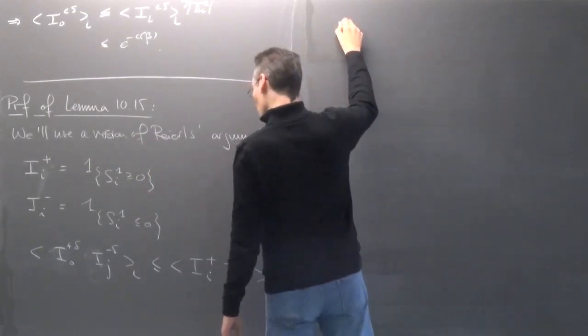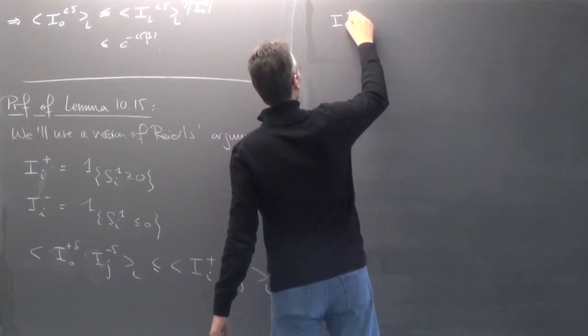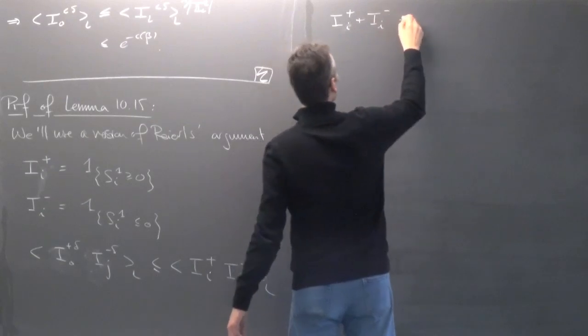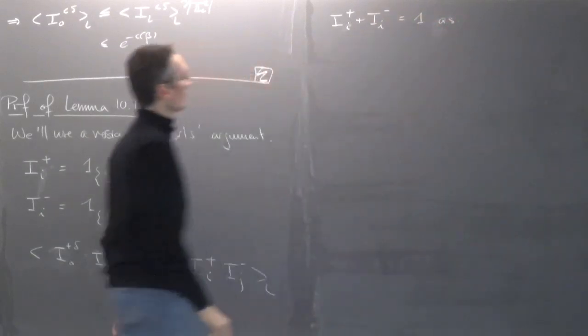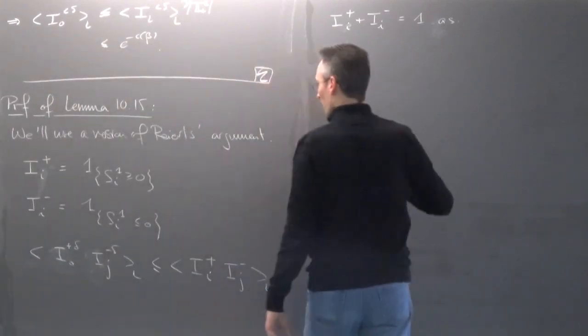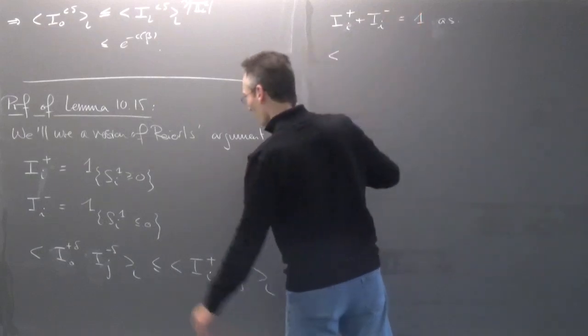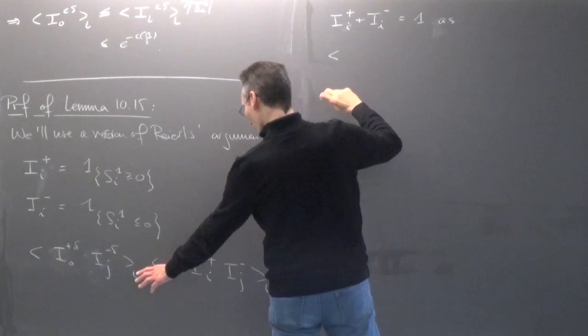So one way to do it is the following one. Note that I plus plus I minus is equal to 1 almost surely. Okay. So you can write, actually, in any case, it's larger or equal to 1, which would also be enough, but it's 1 almost surely.